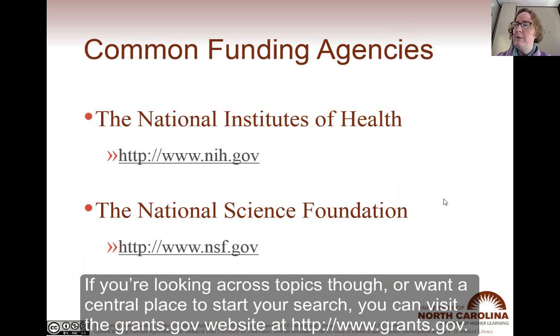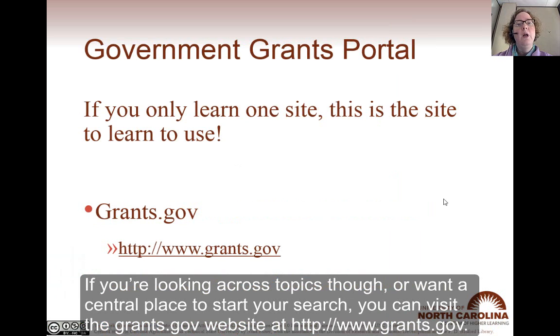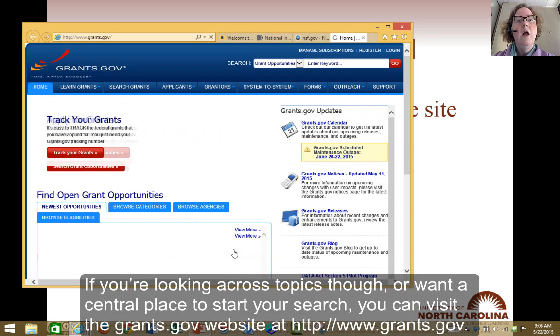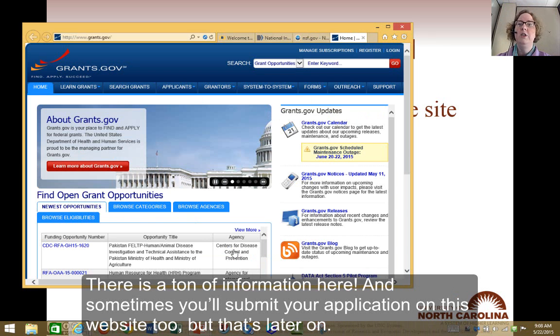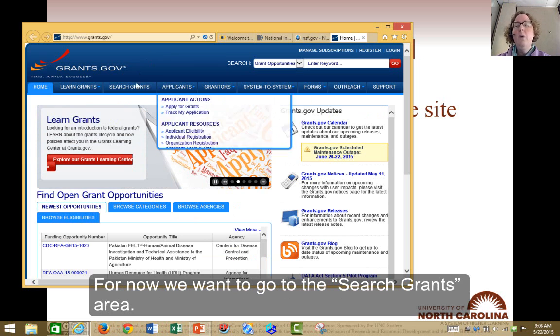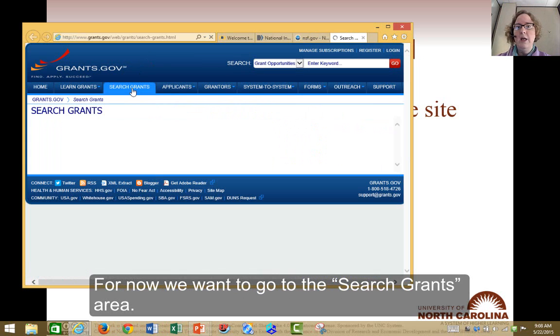If you're looking across topics, though, or if you want a central place to start your search, you can visit the grants.gov website at http://www.grants.gov. There is a ton of information here. And sometimes you'll submit your application on this website too, but that's for later on. For now, we want to go to the Search Grants area.